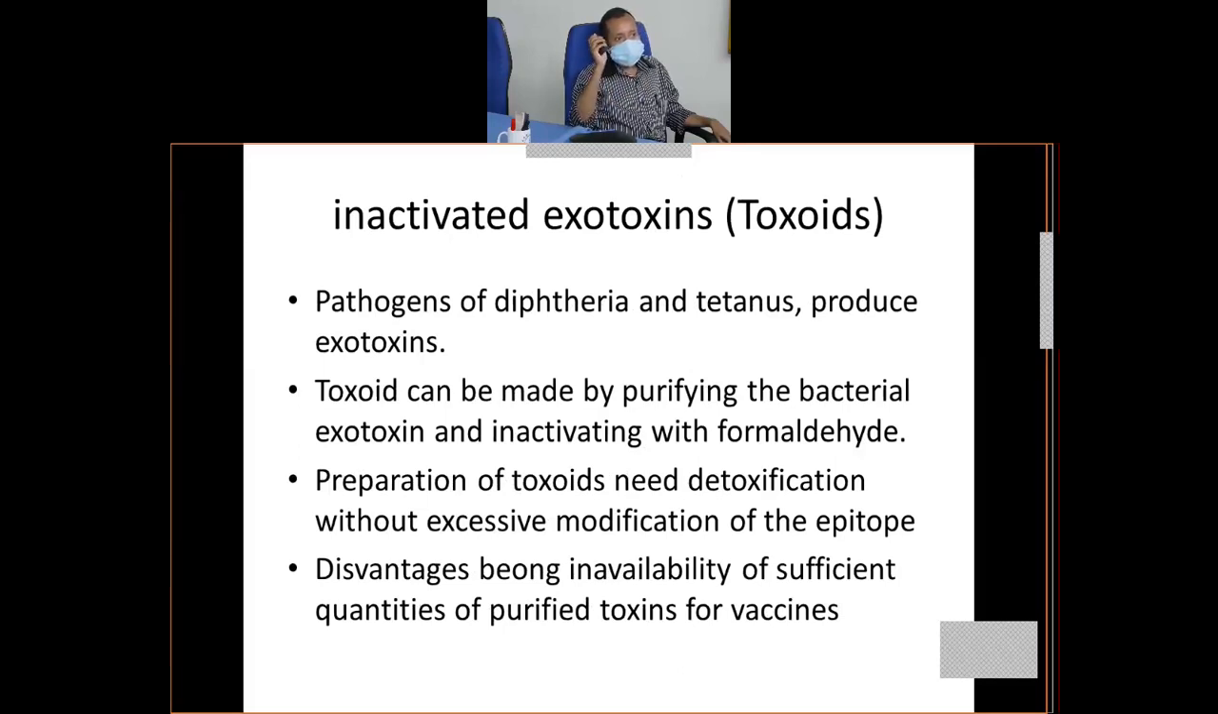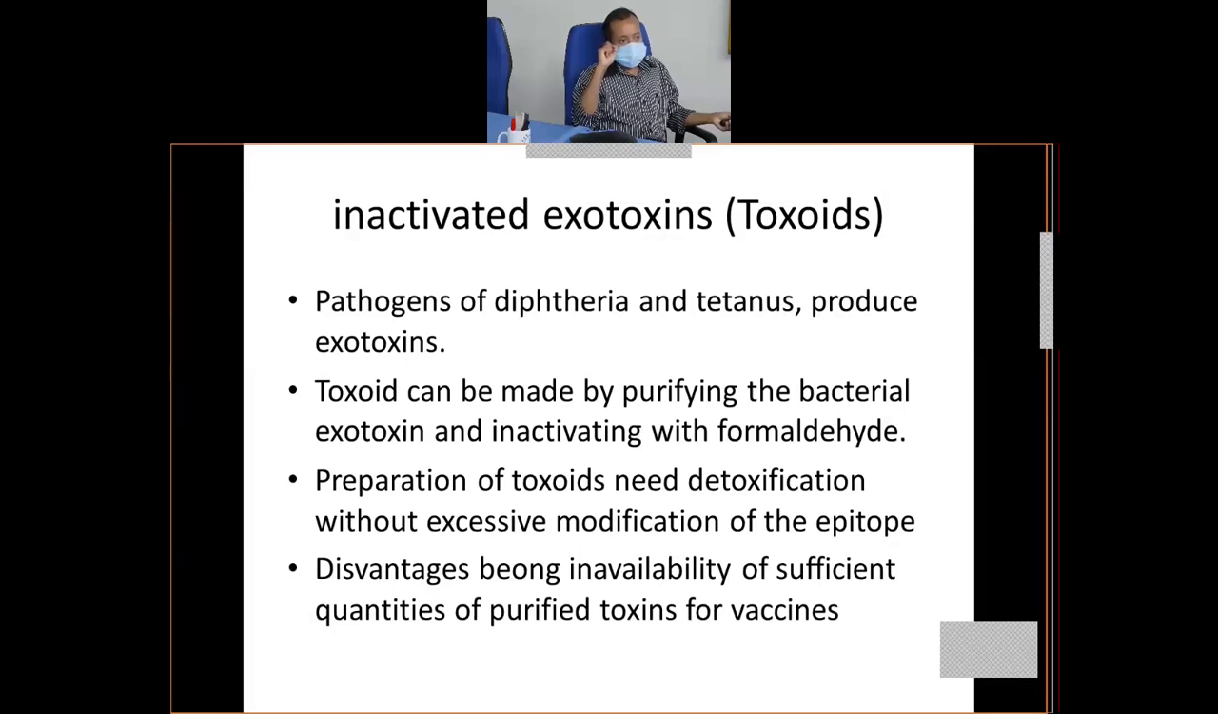Then another is the inactivated exotoxin or toxoids. As you know, there is tetanus toxoid, basically we call TT, that means tetanus toxoid. Toxoids are basically toxins produced by a particular bacteria, like Clostridium tetani. Clostridium tetani produces the toxin, and this toxin is inactivated and used as a vaccine, and that is known as tetanus toxoid. So here, the toxin from a particular bacteria or pathogen is taken, and it is inactivated by a chemical process, and that inactivated toxin can be injected as a vaccine.